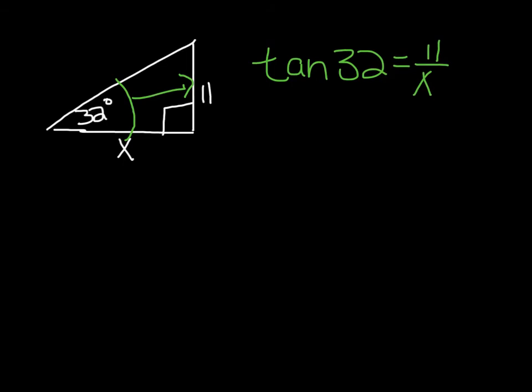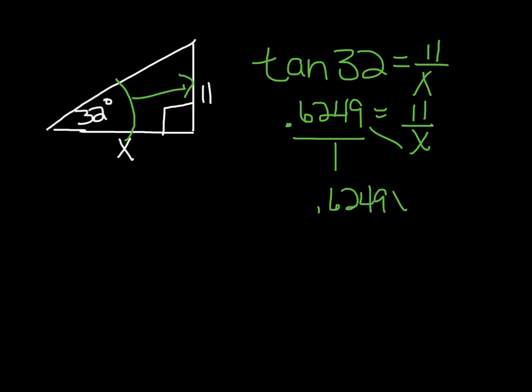Now we will use our calculator, and we will press the tangent button. It's T-A-N, that stands for tangent, and we're going to press tangent and 32, enter, and it's going to give you a big long decimal, and again we need 4 decimal places. Tangent of 32 is going to give you 0.6249, equals 11 over x.